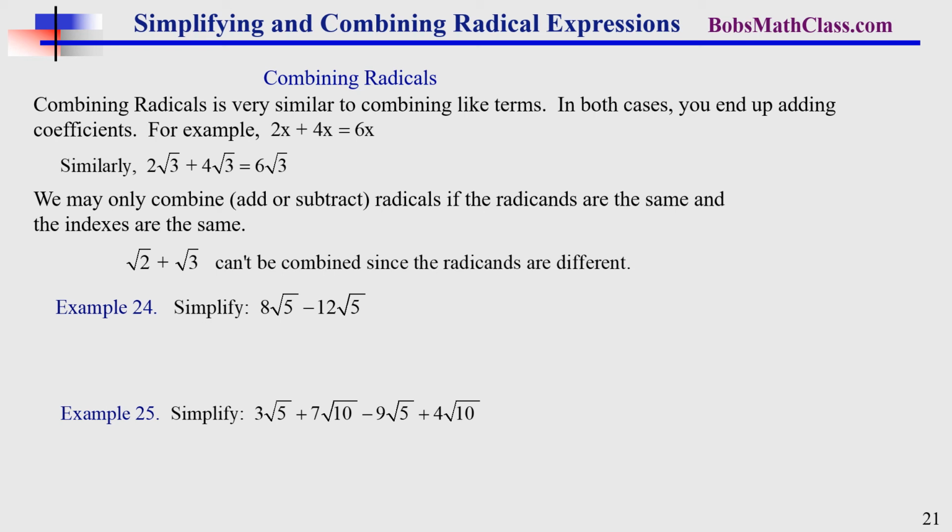Here's example 24, 8 square root 5 minus 12 square root 5. Add the coefficients. Right, that would be negative 4. So the answer is negative 4 square root 5.